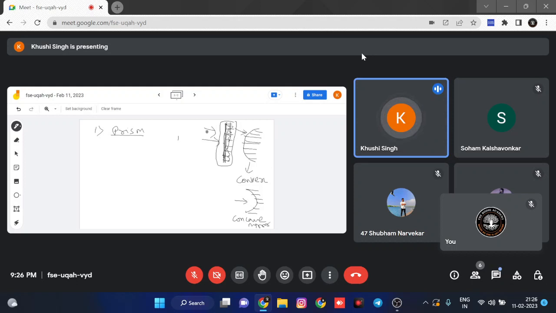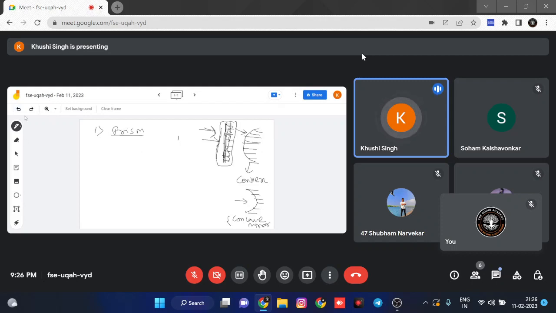So what we see here, the rays which are coming and striking the surface of a plane mirror, convex mirror or concave mirror, is called reflection of rays. Understood? There is an F in this, reflection, right?